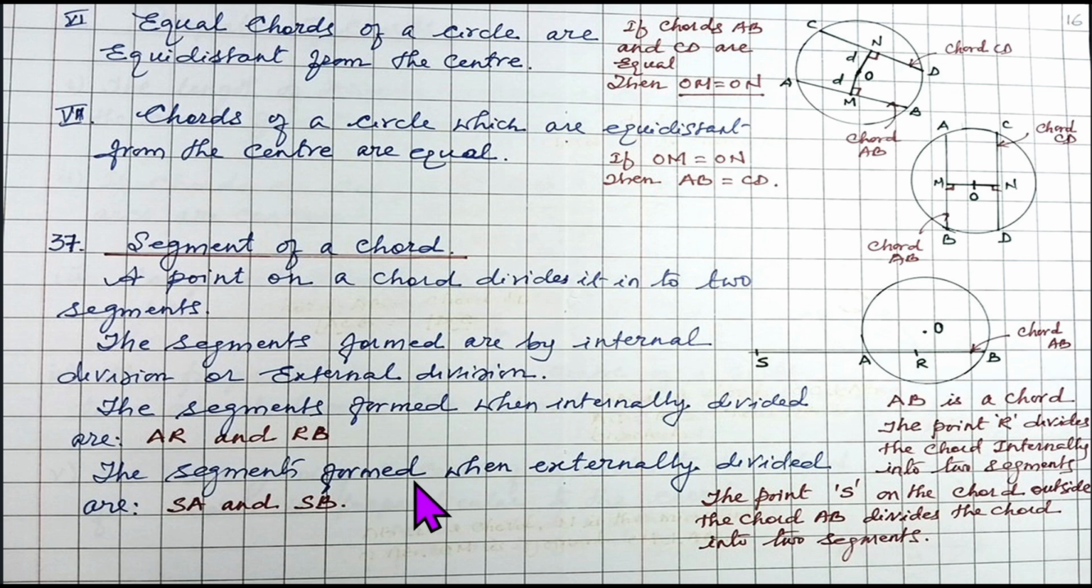If it is divided externally, then SA and SB are the segments of the chord AB. So AB is a chord. The point R divides the chord internally into two segments, that is AR and BR. The point S, outside the chord AB, divides the chord externally into two segments, that is SA and SB. So please remember this.